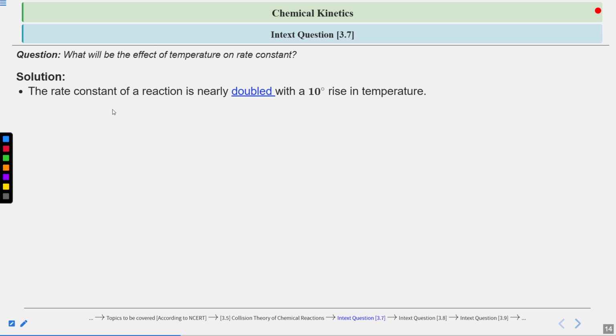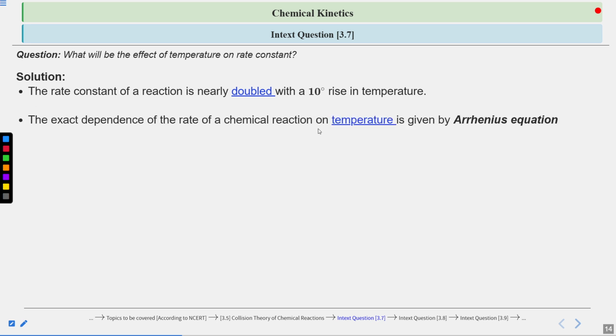if you want to write the effect of temperature on the rate constant, it is nearly doubled with a 10-degree rise in temperature. This we have covered, right? If you are increasing the temperature by 10 degrees Celsius in a chemical reaction, the rate of the reaction or the rate constant of the reaction is going to be doubled. That means K will become 2K.